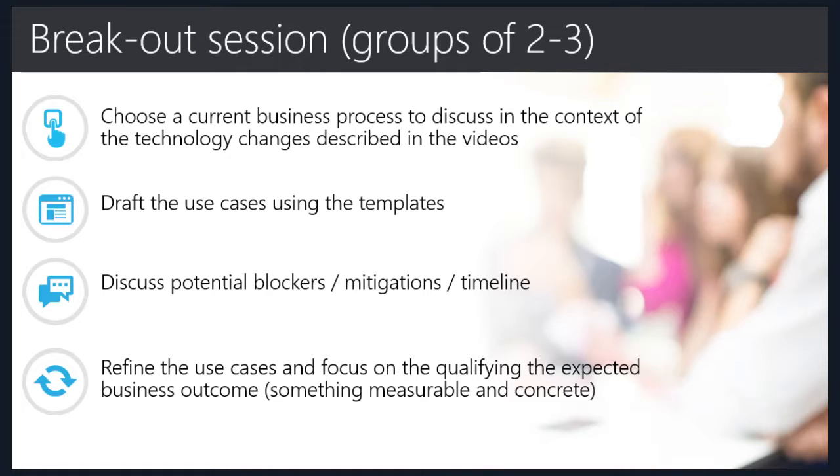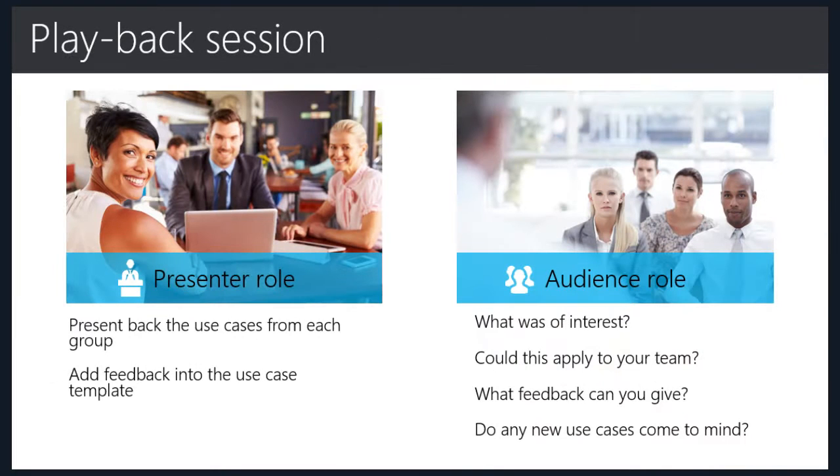business use case candidates. Our experience is that between 5 and 6 is a reasonable number to expect if you've got, say, 3 groups of 3 people in the room. More people might give you slightly more, slightly less, but 5 to 6 is a reasonable perspective. We then move into the final part of the session, which is the playback session.